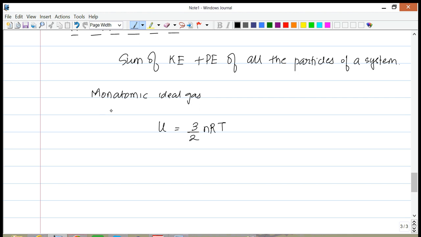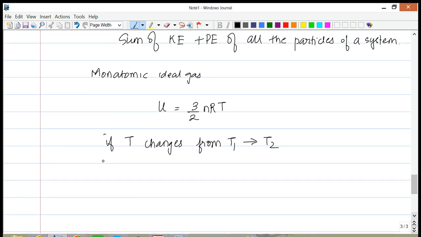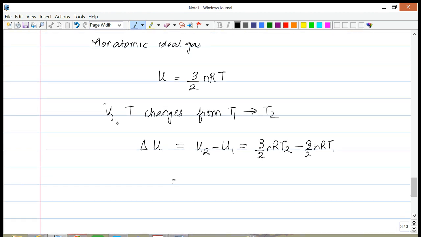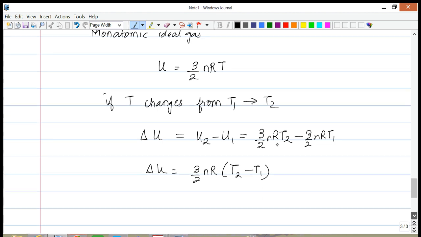Okay, so when the temperature changes from one point to another, so if T changes from say T1 to T2, then we can find the change in the internal energy for the gas, delta U, which will be equal to U2 minus U1, and this is simply 3/2 nRT2 minus 3/2 nRT1. If we factor out the terms 3/2 nR, we end up getting T2 minus T1. So this is the change in the internal energy of the gas.